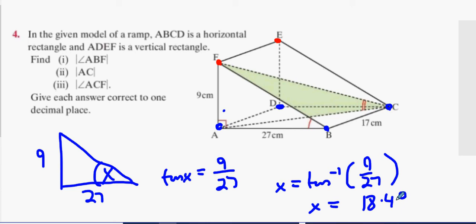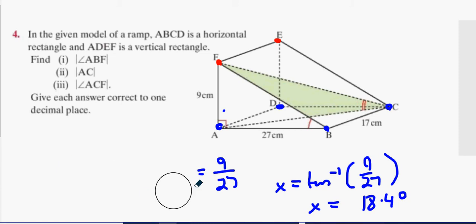Cool. Okay. Joe, what do you think about the length of A to C? Now, you know AB and you know BC, don't you? Yeah. A, B, and C, are they all on the same level? Are they? Yeah. Okay. A, B, and C are all on the same level.